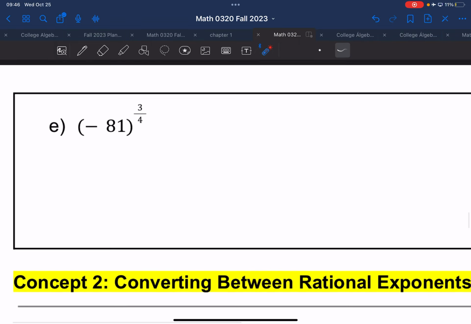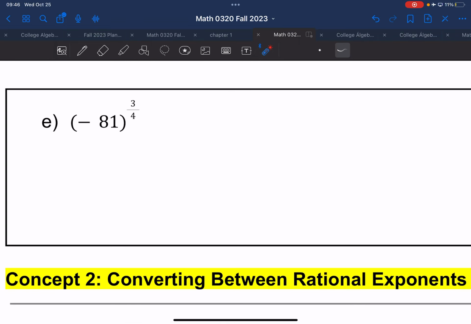Okay, last one for this concept. So now that negative 81 is going to be under our radical. What is our nth root here? 4. So this is going to be the 4th root of negative 81. And then what? All of this raised to what power? 3. But since our nth root is even, can we have a negative under the radical? No. So that means the answer to this is no solution.